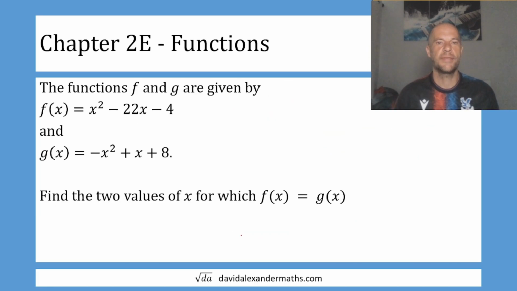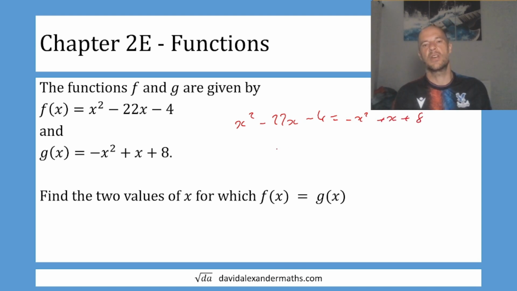Okay, the functions f and g are given. So find the two values of x for which f of x equals g of x. Well, this is nice and easy really. All we need to do is write out f of x algebraically. This is f of x and this is g of x.